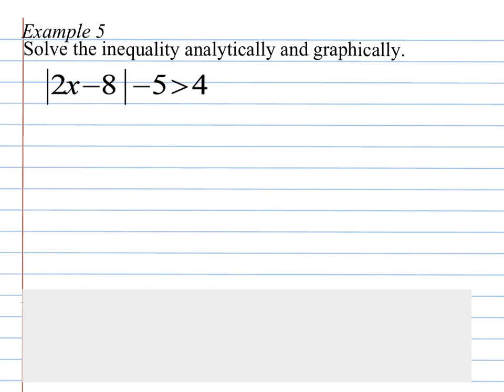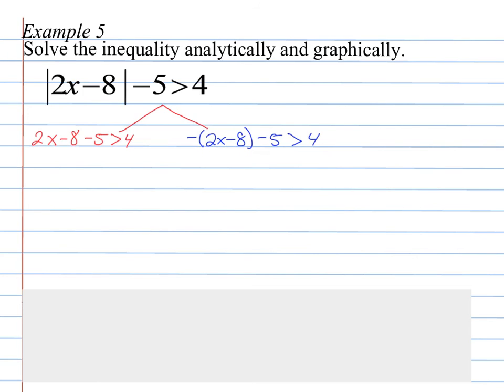Okay, again, since we have an absolute value, we know we're going to have 2 answers. So we're going to split it up. We're going to have our positive answer, 2x minus 8 minus 5 is greater than 4. And we're going to have our negative answer: negative times 2x minus 8, minus 5 is greater than 4. The only thing that is being multiplied by negative is the stuff inside of your absolute value. I do not multiply the rest by a negative. Only this piece changes, and that's it.